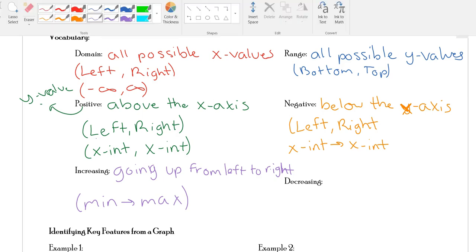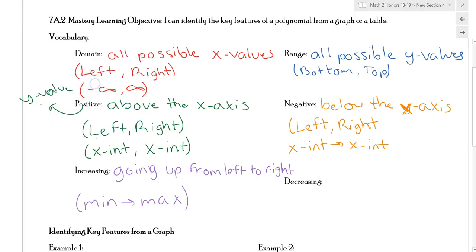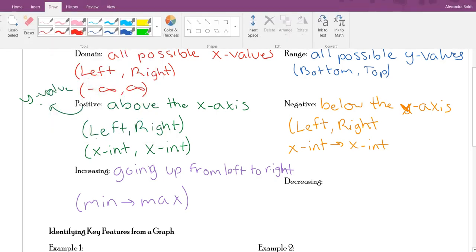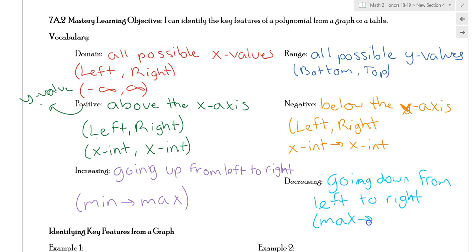And then our last definition. And then decreasing is going down from left to right. And it's just the opposite of your increasing. It's always going to start at a maximum point and go to a minimum point.